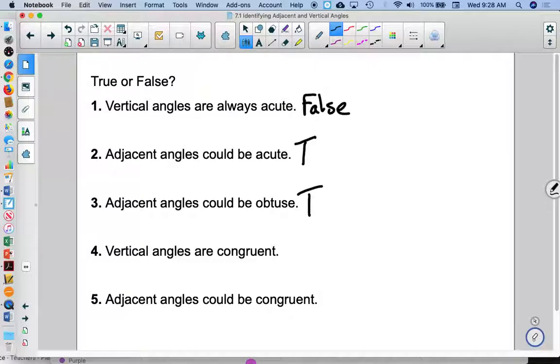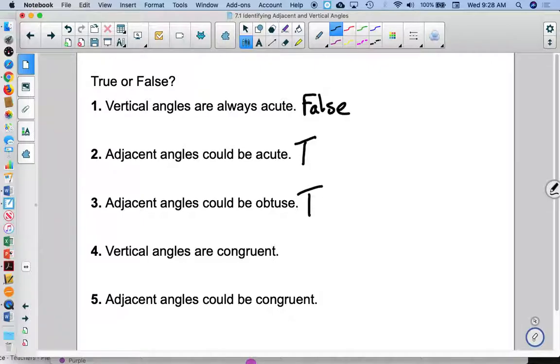It is true, because an obtuse angle has to be larger than 90. So I could have a 91 and a 100-degree angle together. And two adjacent angles could be 95 and 85, so it could be acute and obtuse. Okay. Number 4, vertical angles are congruent.